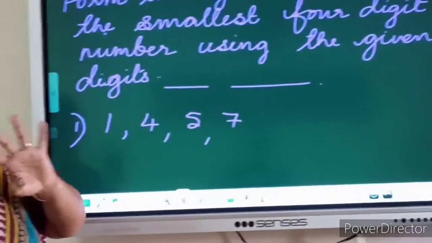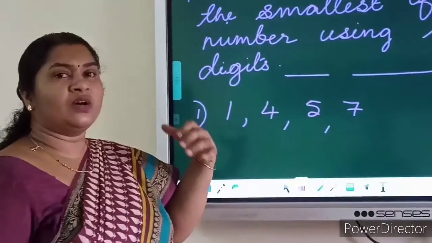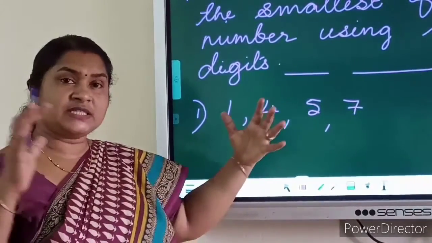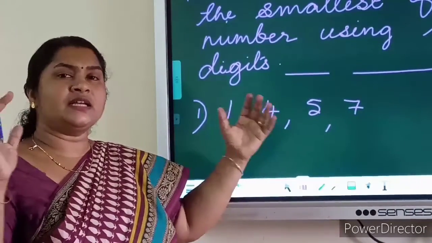4 digits are given. We are going to find out the number which is the greatest and the smallest.